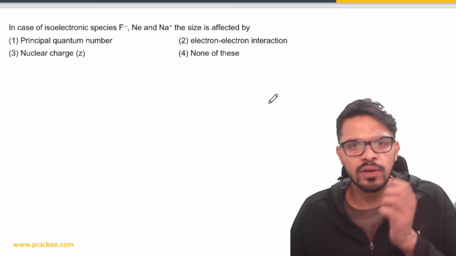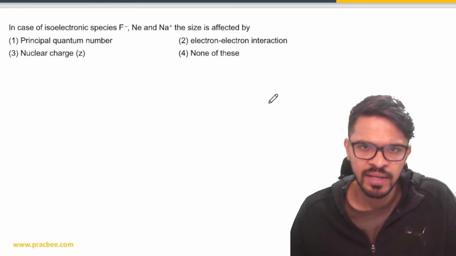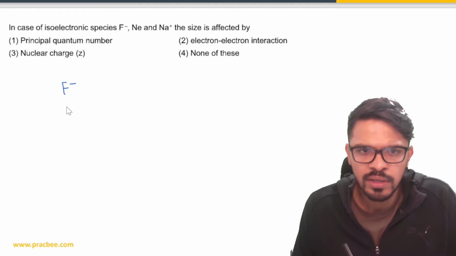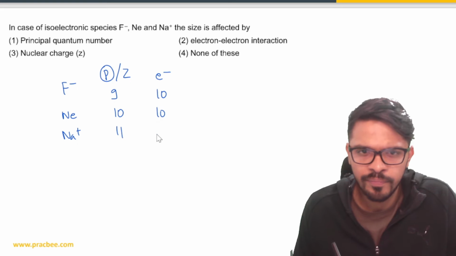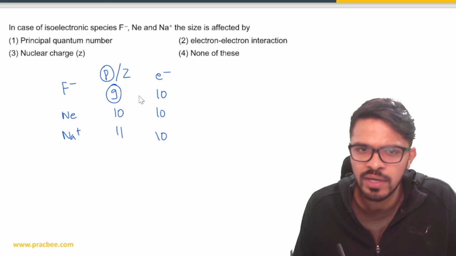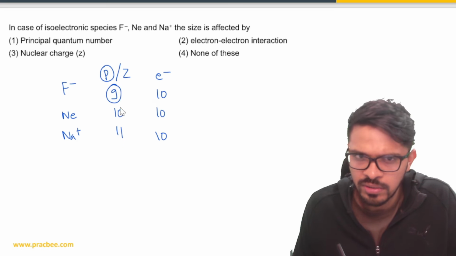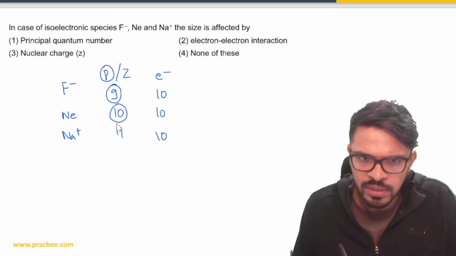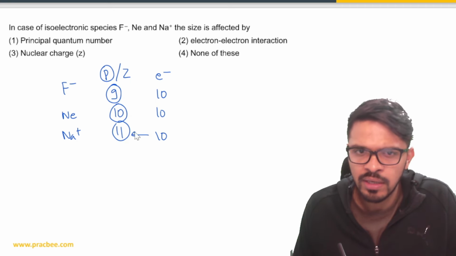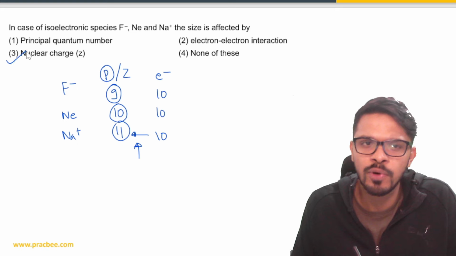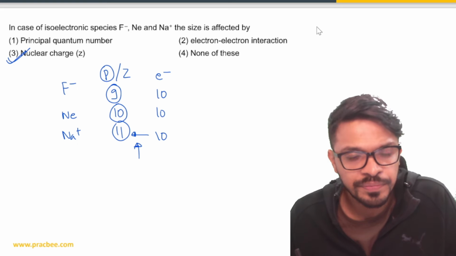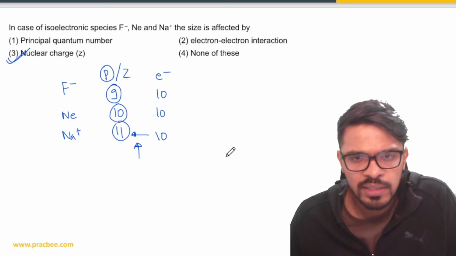Next, in case of isoelectronic species, F-, Ne and Na+. Okay, these are isoelectronic. If we talk about all three of them, the number of protons, which is the atomic number, is 9, 10 and 11. The number of electrons is 10, 10, 10. So in the first case, 9 protons are attracting 10 electrons. In this case, 10 protons are attracting 10 electrons. In this case, 11 protons are attracting 10 electrons. So in this case, the force of attraction would be higher. So everything depends upon the nuclear charge or the Z effective. Right? So the correct answer is 3.